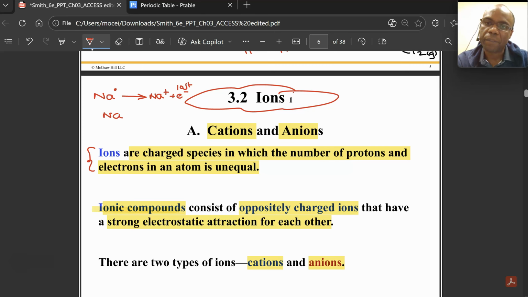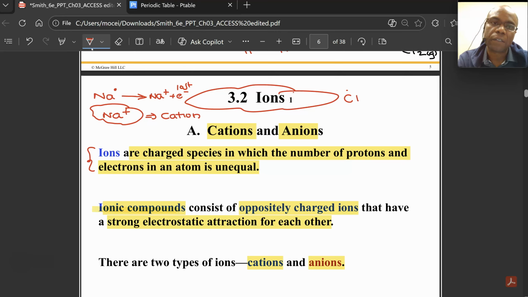So the Na+ here is a positively charged species, an ion. Ions are characterized by the presence of charges, but which ion? Because of the positive charge, we call this a cation.